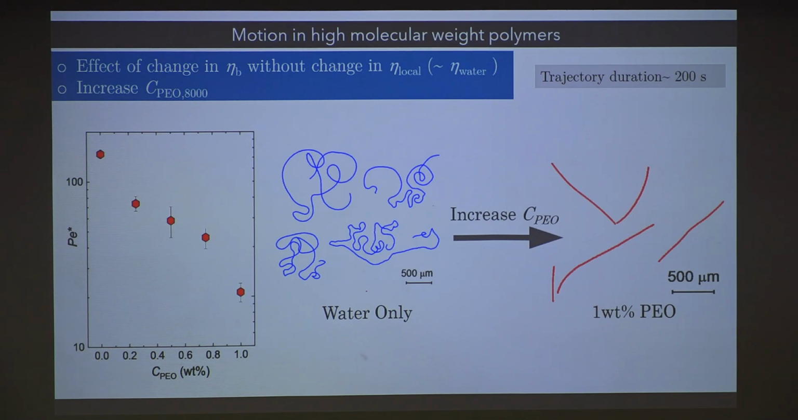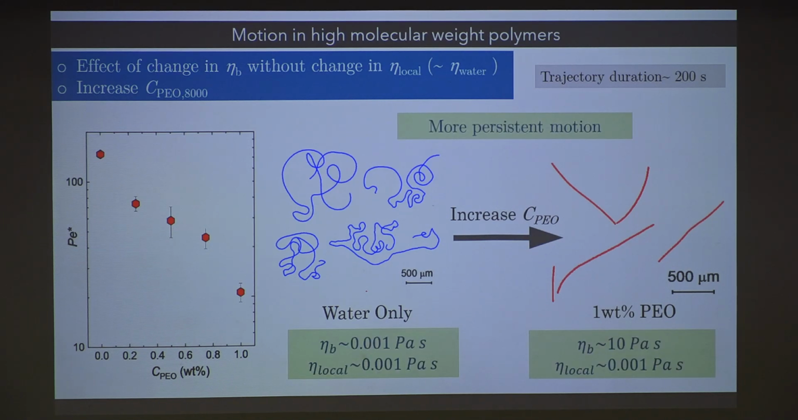So there is no jitteriness, because we ensured a low value of Peclet star, and by choosing a high molecular weight, we have also ensured that the droplets perform extremely persistent motion. And this is despite the bulk viscosity being starkly different. In water, the bulk viscosity is just 1 centipoise. In this 8000 kDa polymer system, the bulk viscosity is 10 Pascal seconds, an increase of four orders of magnitude. But the local viscosity which the missiles experience is the same, because these are high molecular weight polymers and the missile size is much smaller than the polymer length scale.